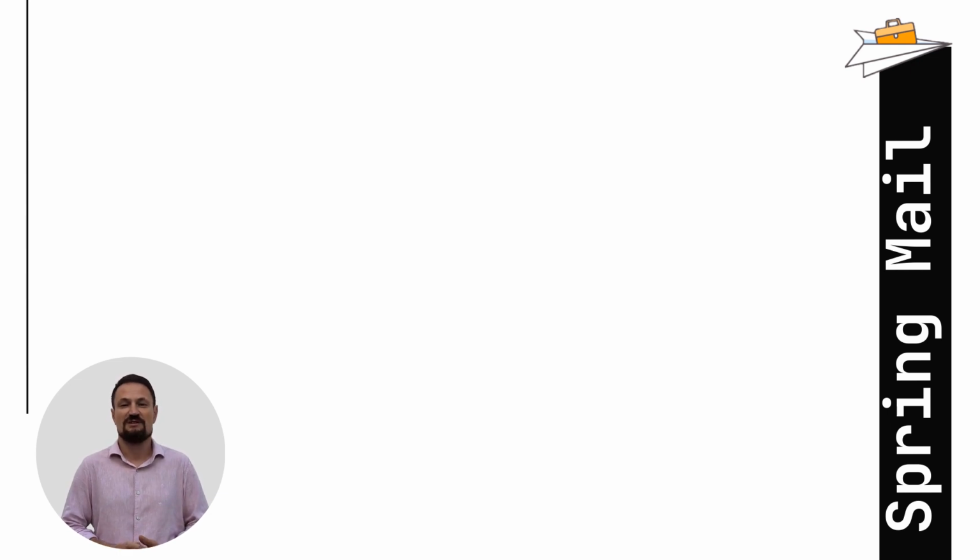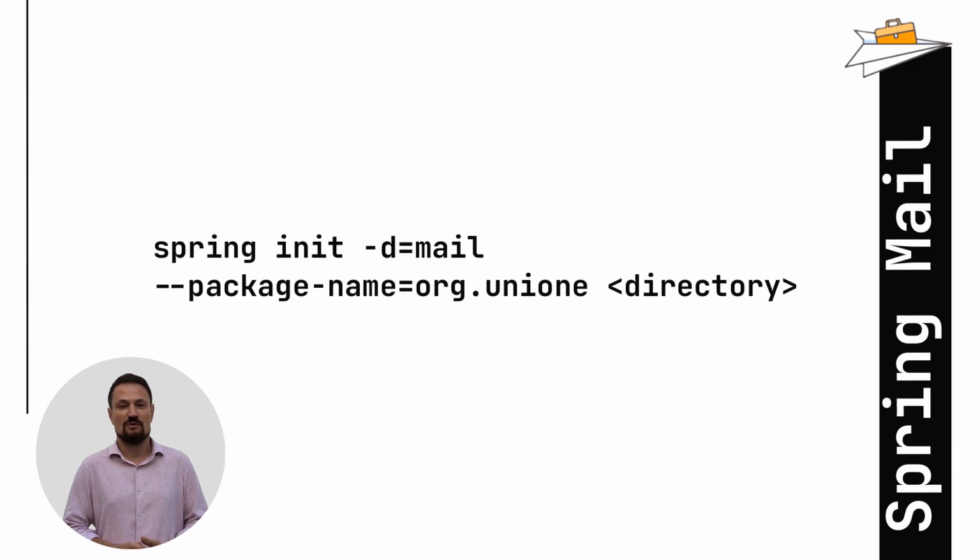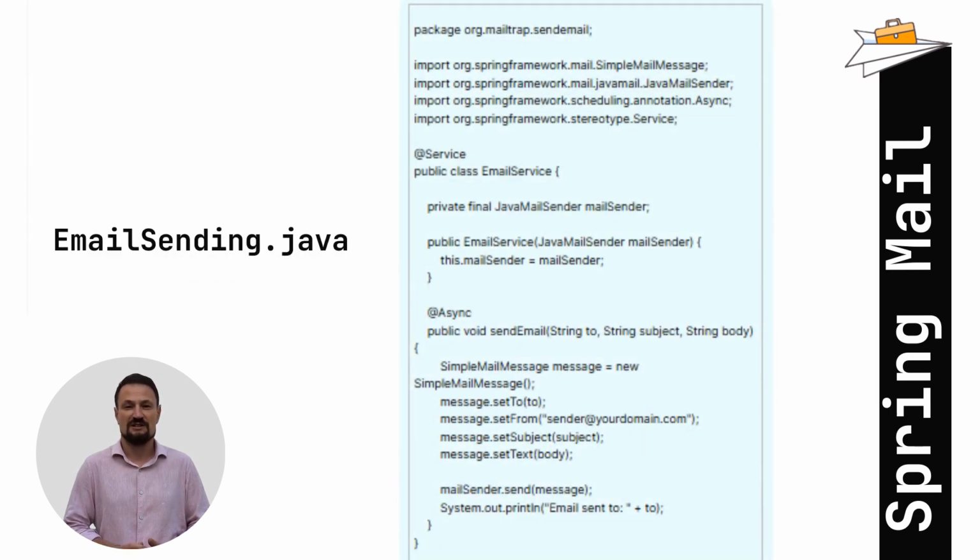Open your terminal and run this command. If you prefer the web, head over to Spring Initializr web tool and include the JavaMail dependency. Now let's create an email service. Rename your main class if needed. I'm calling mine emailsending.java. Then drop in this code.